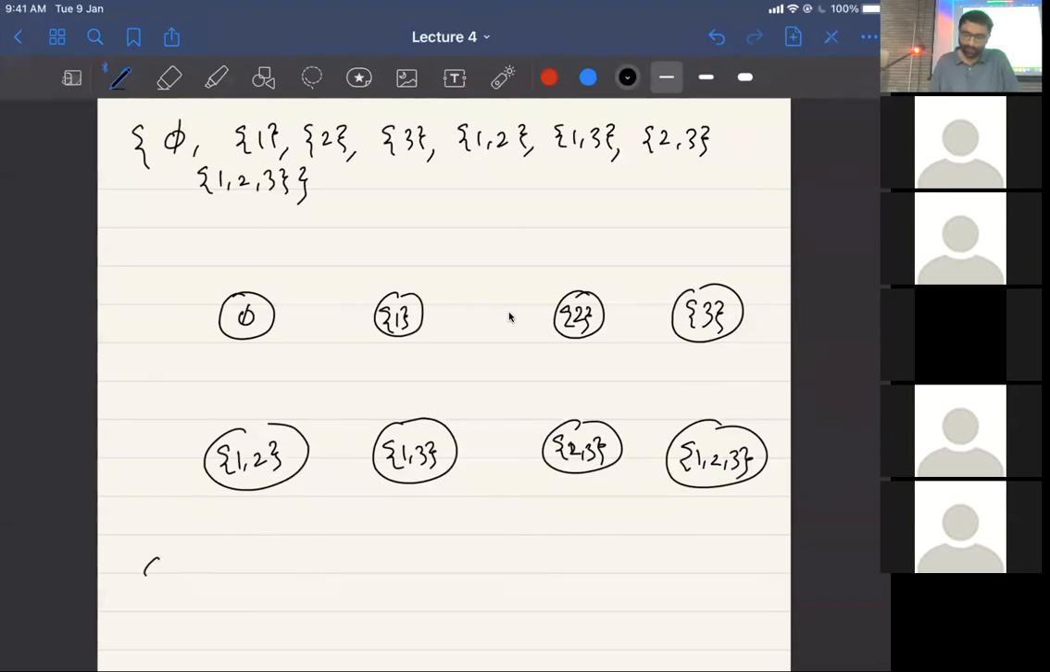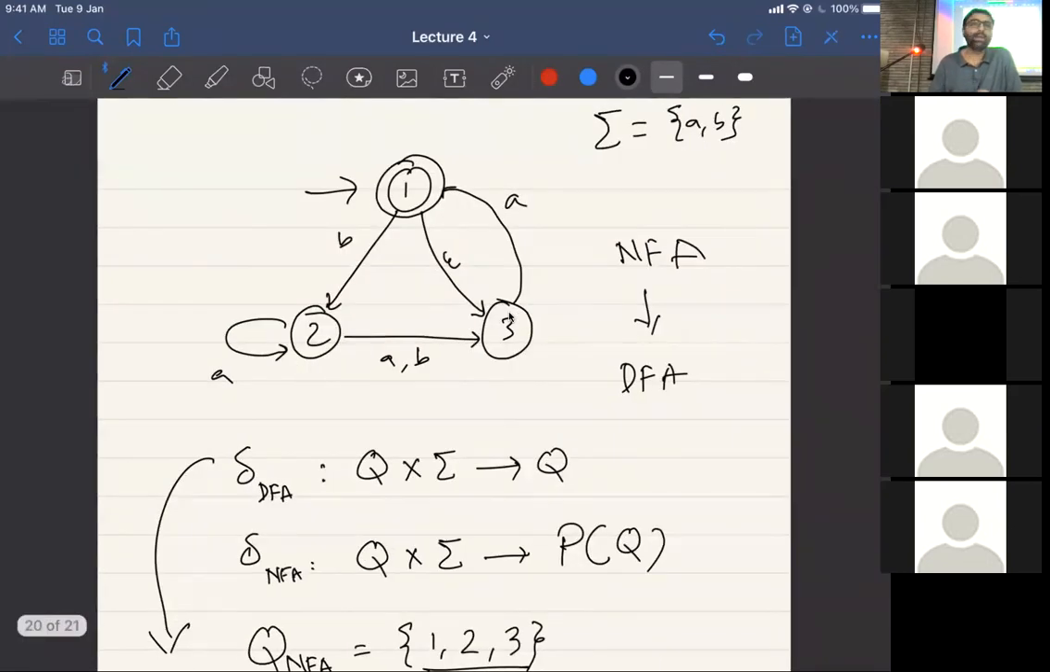Now we have to work with the transition function. So how would we work with the transition function? We will come here and see. Once the machine is in state 1, where does it go if it reads A? Where does this machine go when it reads A? Three. Does it?